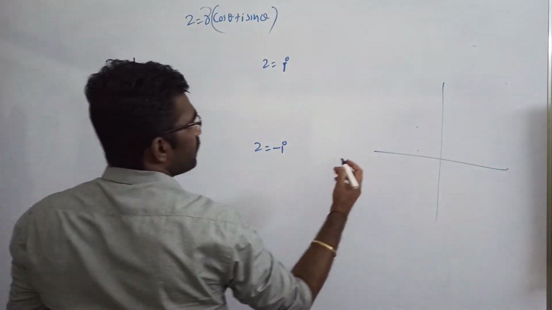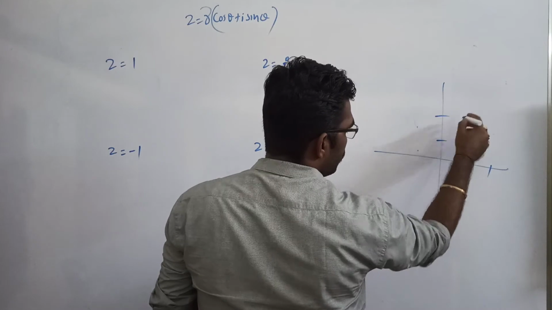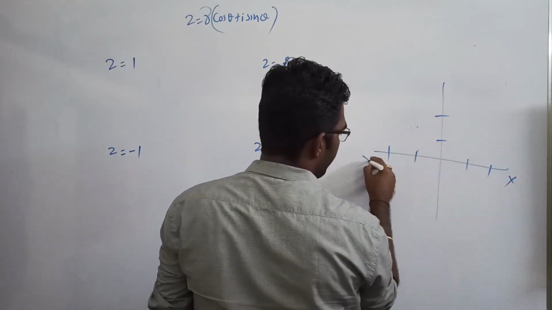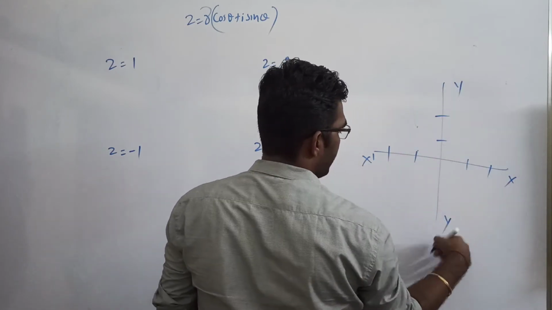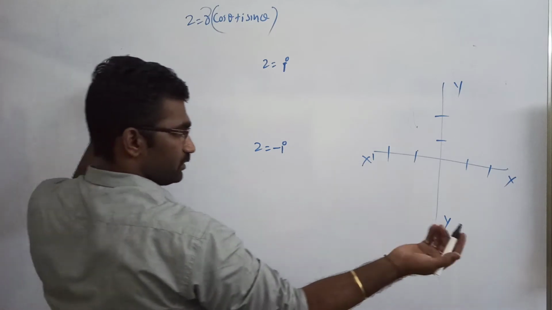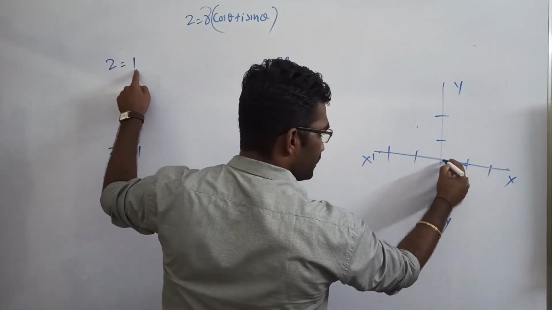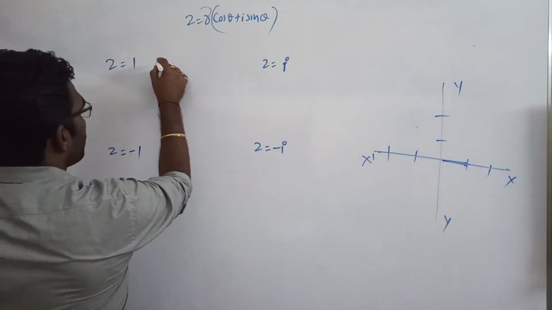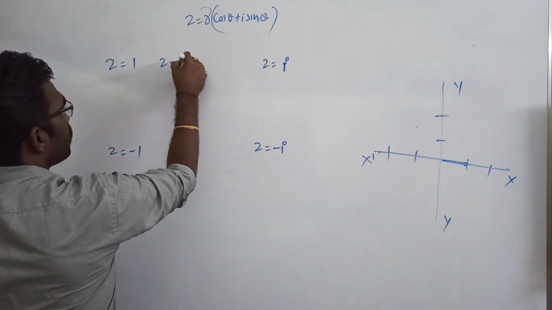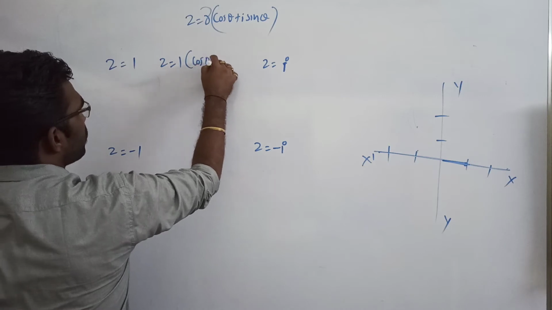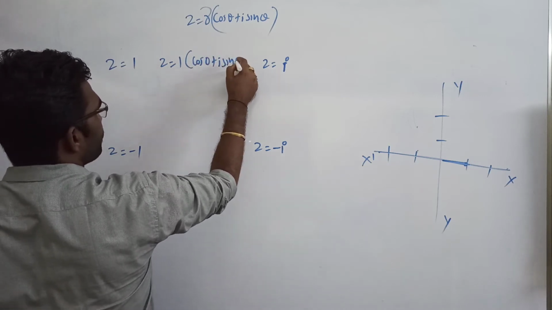Therefore, here x', y'. Purely real number lies on the x axis. 1 means what is the distance? 1. What is the angle? 0 degrees. Therefore what will you write here? z equals 1 into cos of 0 plus i sin 0.